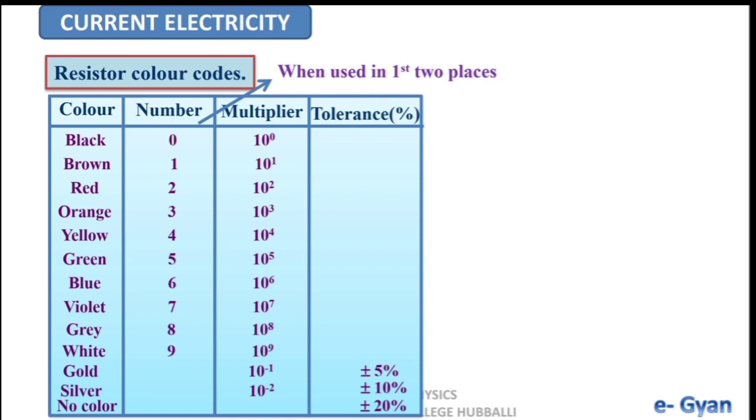Okay, this is the color sequence for color code resistor. First color is black, second one is brown, third one is red, fourth one is orange, fifth one is yellow, sixth one is green, seventh one is blue, eighth one is violet, ninth one is gray, 10th one is white, and after that gold is given. Tolerance order: gold, silver and no color.